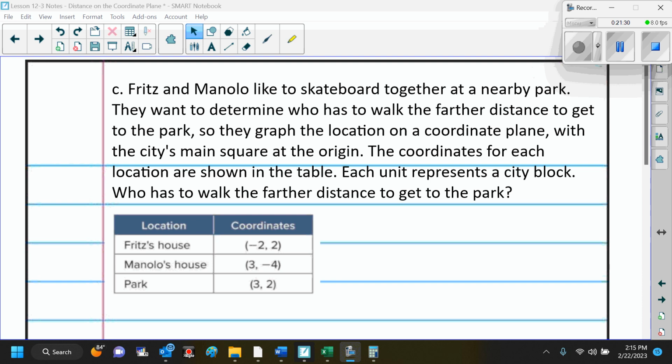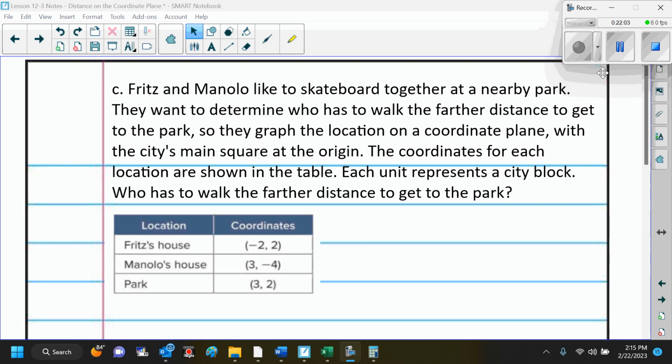Alright, so for example C, it says Fritz and Manolo like to skateboard together at a nearby park. They want to determine who has to walk a farther distance to get to the park. So they graph the location on the coordinate plane with the city's main square at the origin. The coordinates for each location are shown in the table. Each unit represents a city block. Who has to walk a farther distance to get to the park?